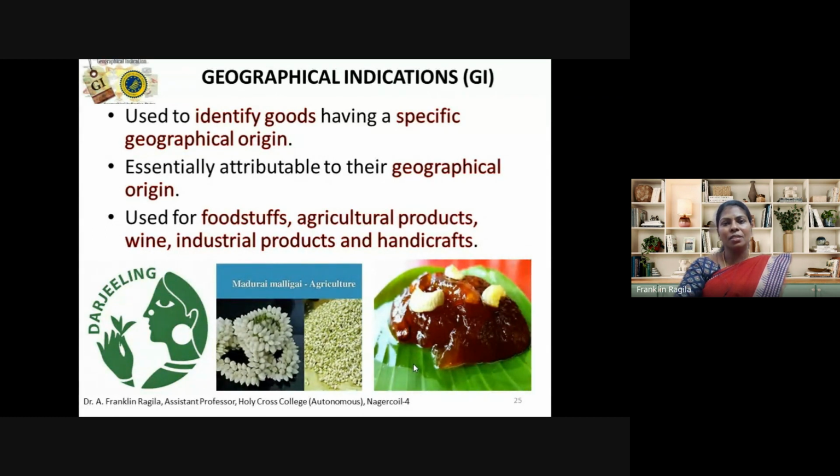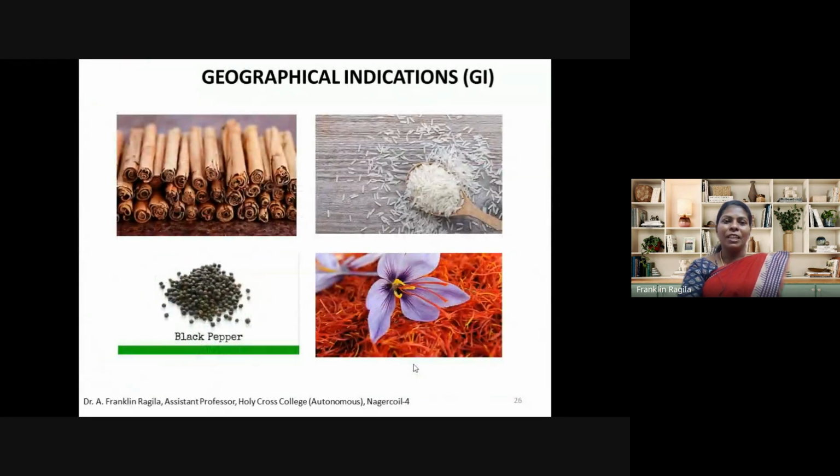And the third one is Tirunelveli Alva. Immediately when we say the word Tirunelveli, everyone will remember that Alva, because Tirunelveli Alva has become famous; the origin of this Alva is Tirunelveli. And the next few examples are Ceylon cinnamon, Himachal basmati, Malabar black pepper, and Kashmir saffron.